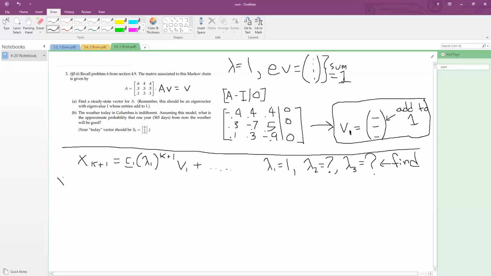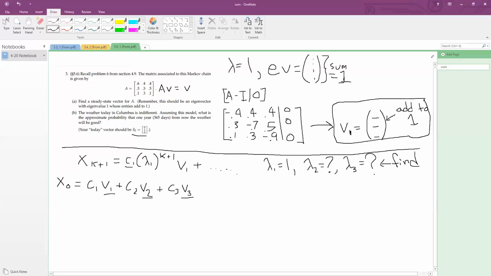Well, first off, we want to use x0, right? We're given an x0 here. So we're going to set k, I guess, equal to like -1. You could think of it. All right, so if k plus 1 is 0, then here we have c1. Lambda to the 0 is just going to cancel, and we'll have v1. We'll also have c2, v2, and c3, v3.